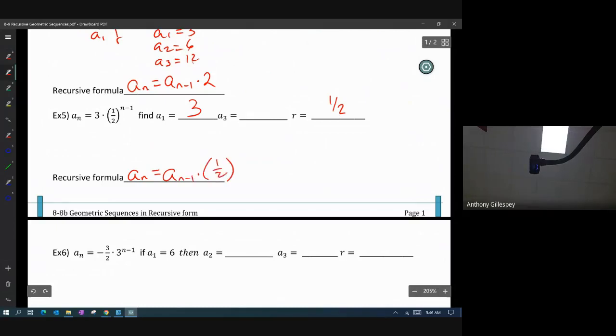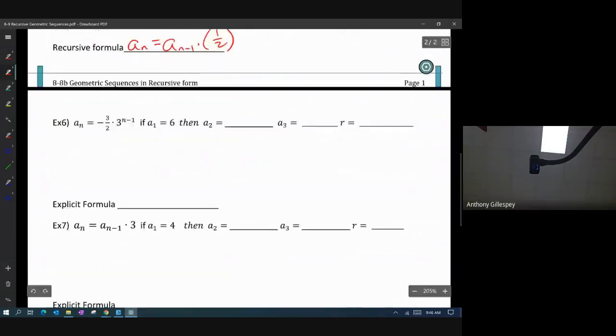All right, next. Connor, if you wanted to find a sub 3, how would you do it? Recursive or explicit? I would use recursive because all you're going to do is multiply it by a half, which is the same as dividing by 2. You're going to do 3 divided by 2 divided by 2. What is that? If you divide by 2 twice, what are you really dividing by? Right, 3/4. Is that hard, guys?